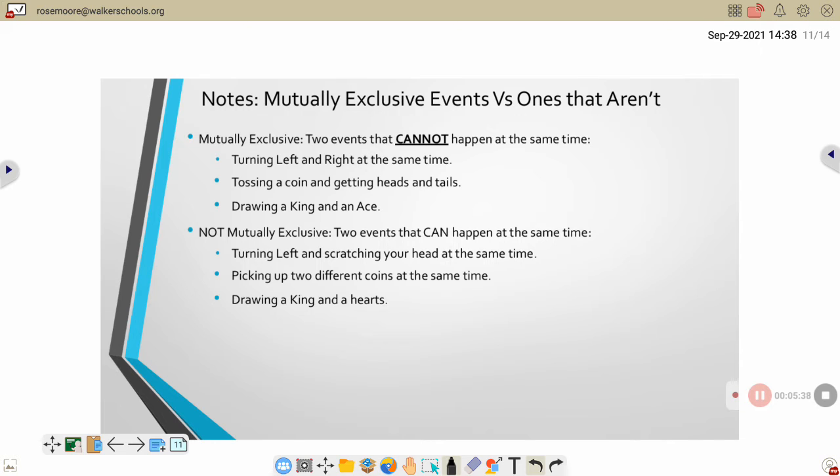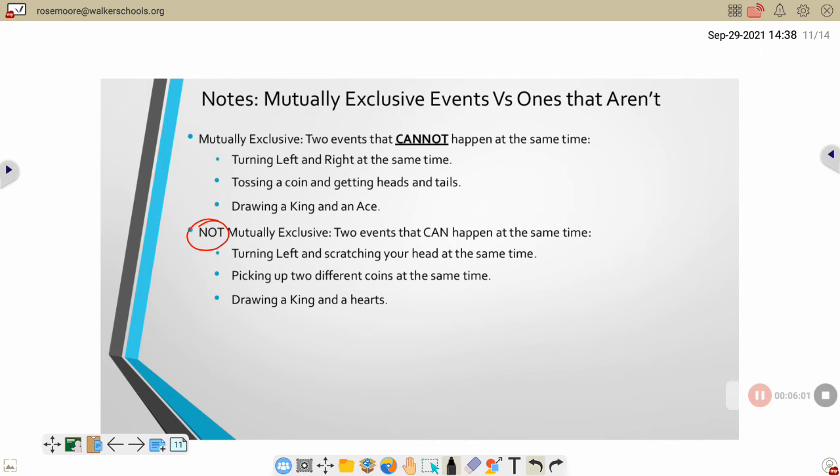A more common example of mutually exclusive events is if you draw a king from a deck of cards and an ace. You cannot draw them both at the same time because a king and an ace are always two different cards. Okay? However, our key today is we want to think about things that are not mutually exclusive. They are two events that can happen at the same time.